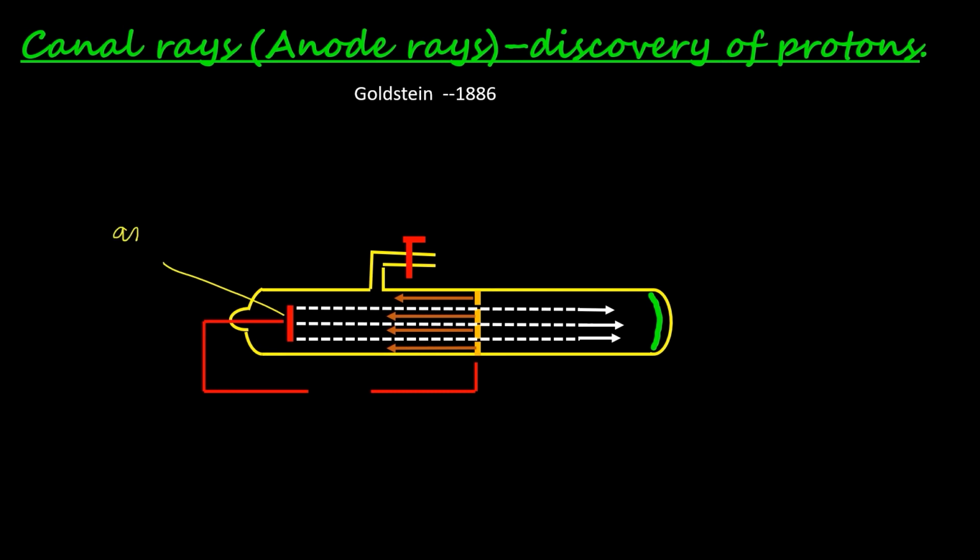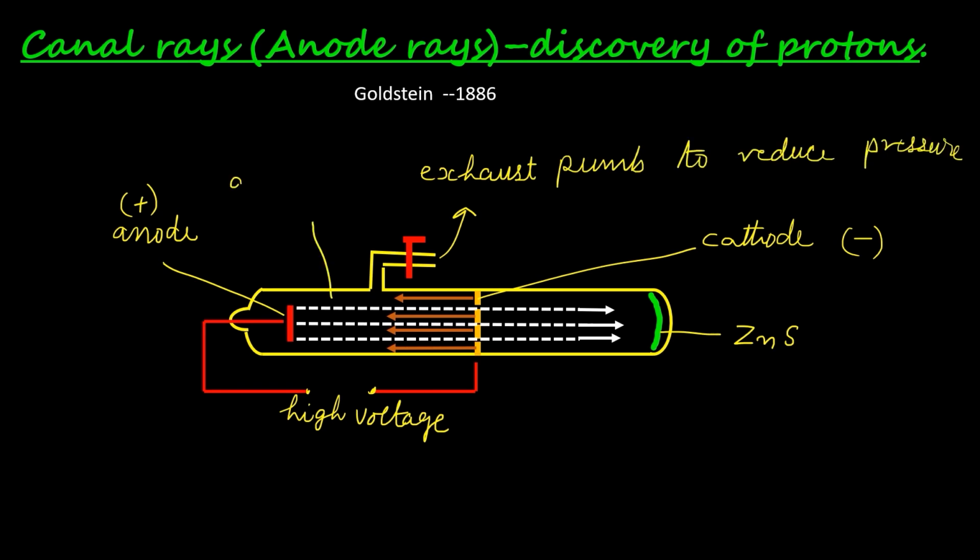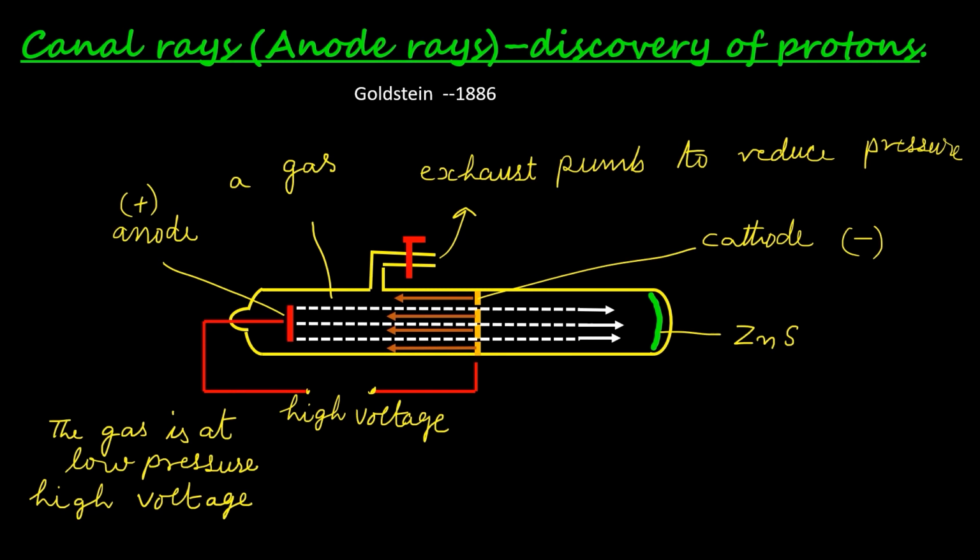This is the anode, which is positive. This is the cathode, which is negative. These two terminals can be connected to high voltage. Zinc sulfide is coated on this wall. This is the connection to the exhaust pump to reduce pressure. The discharge tube contains a gas. Under low pressure and high voltage, the zinc sulfide developed a green glow.